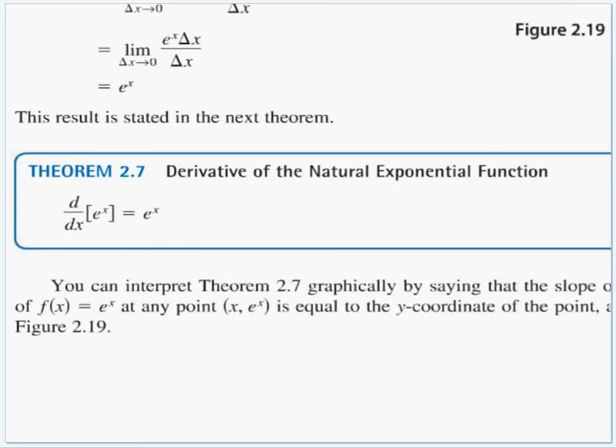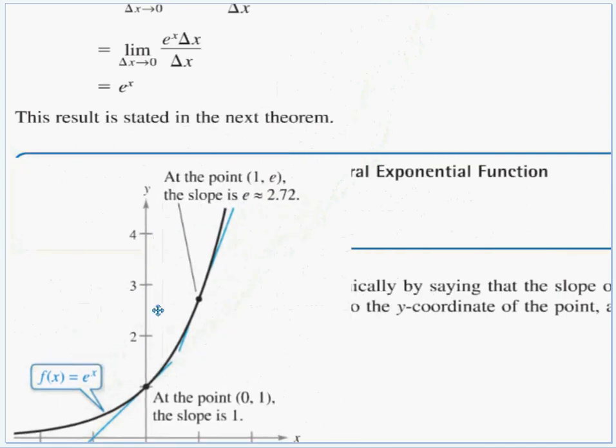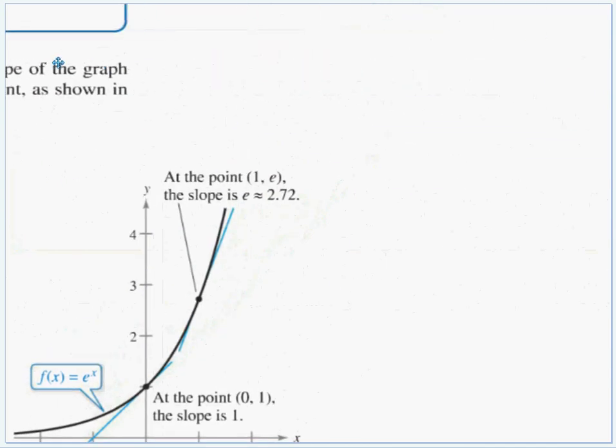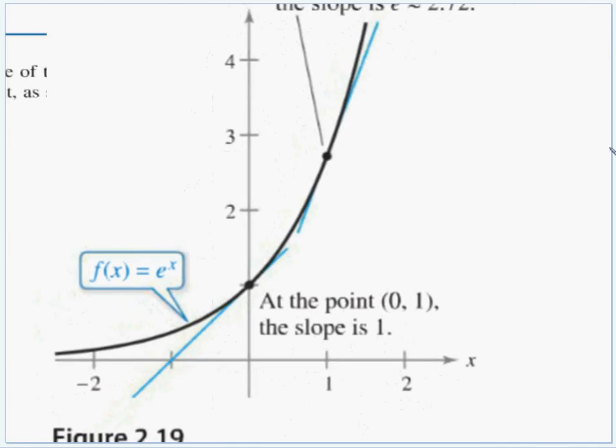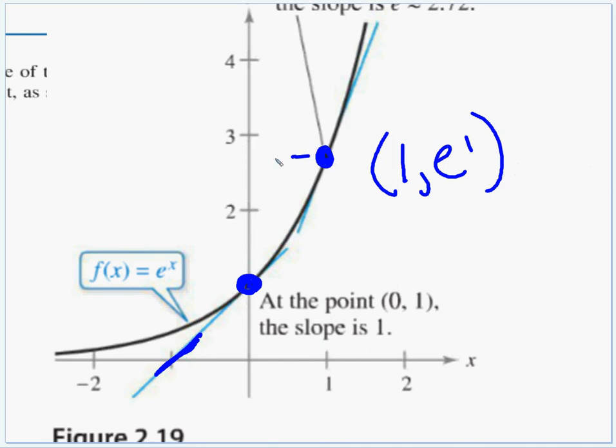Now, graphically, what this is saying is, on our e to the x graph, whatever the y value is at a point is also the slope. This would be e to the 0. At x is 0, e to the 0 is equal to 1. The slope of this blue tangent line here would be 1. When we go to this point, this would be 1 comma e to the first. And remember, e is about 2.72 and the decimal goes on, but its height on the y-axis is also its slope. This is the y value as well as the slope.